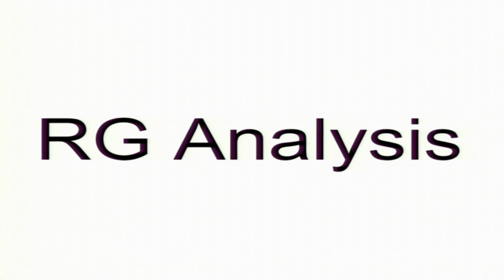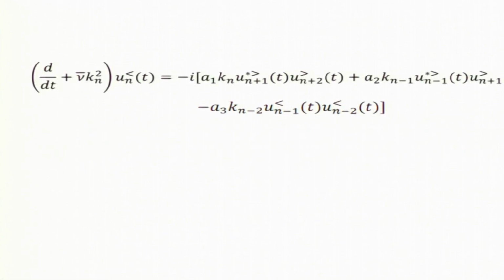RG analysis. So this is the equation I wrote right before. There is one thing I am not focusing on. Some are complex conjugate, some are not. This is called the Sabra shell model. It has some advantages, but we will not get through that part.